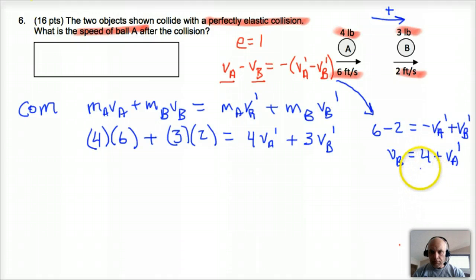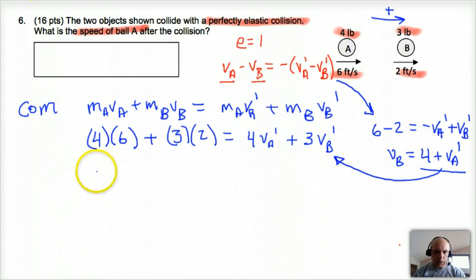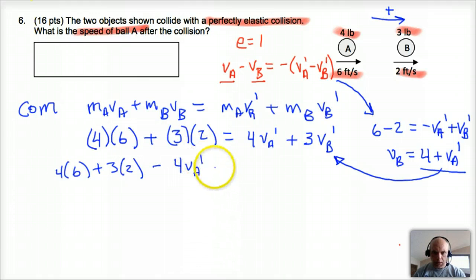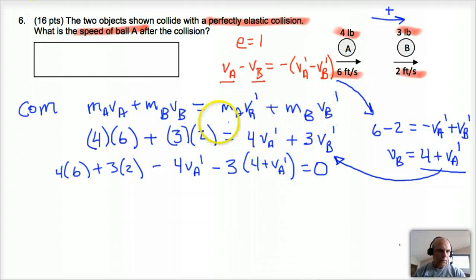Okay. I solve for VB because I want to eliminate that. I'm looking for A. So we'll take that quantity, plug it right back in here. And so I'm going to just write everything out and then use the solver. 4 times 6 plus 3 times 2, and we'll move everything over. Minus 4 VA prime minus 3 times 4 plus VA prime, all equals 0. So I've got that set up for my solver here.